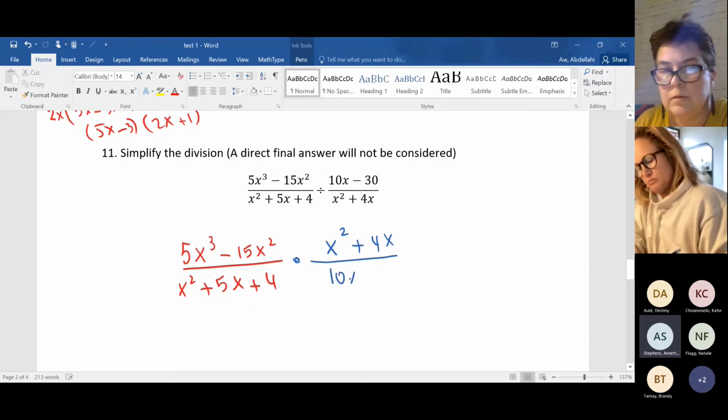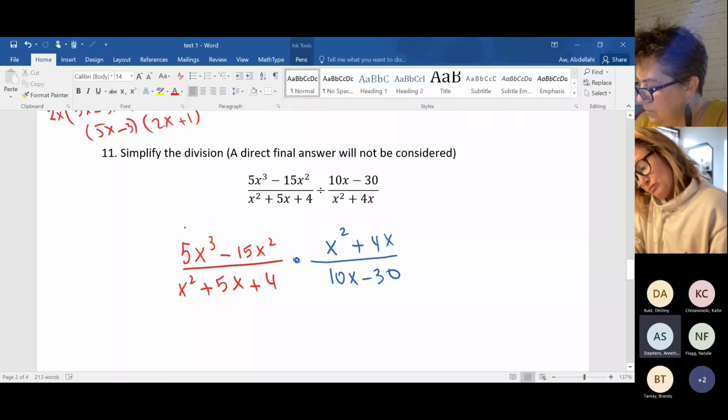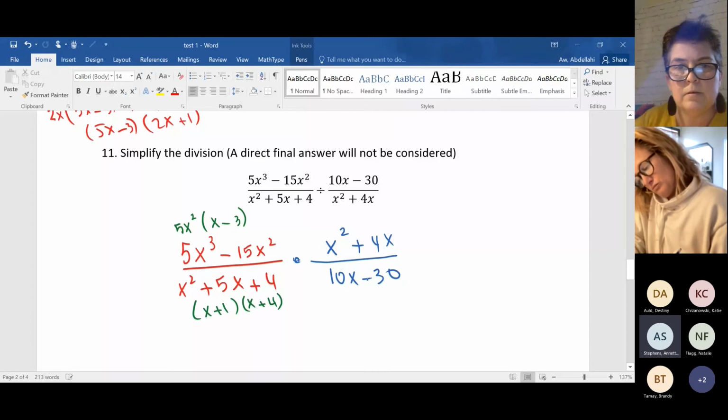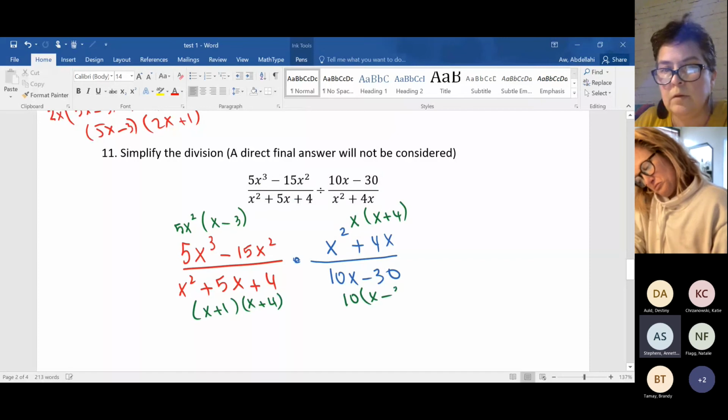And 10x minus 30. Now you go ahead and you factor if possible, right? So the first numerator, I can factor 5x squared. I see 5x squared parentheses x minus 3. The first denominator I see x plus 1, x plus 5, right? Oh, x plus 4, I'm sorry. This one I see the GCF, which is x times x plus 4. And this one, the GCF is 10 times x minus 3.